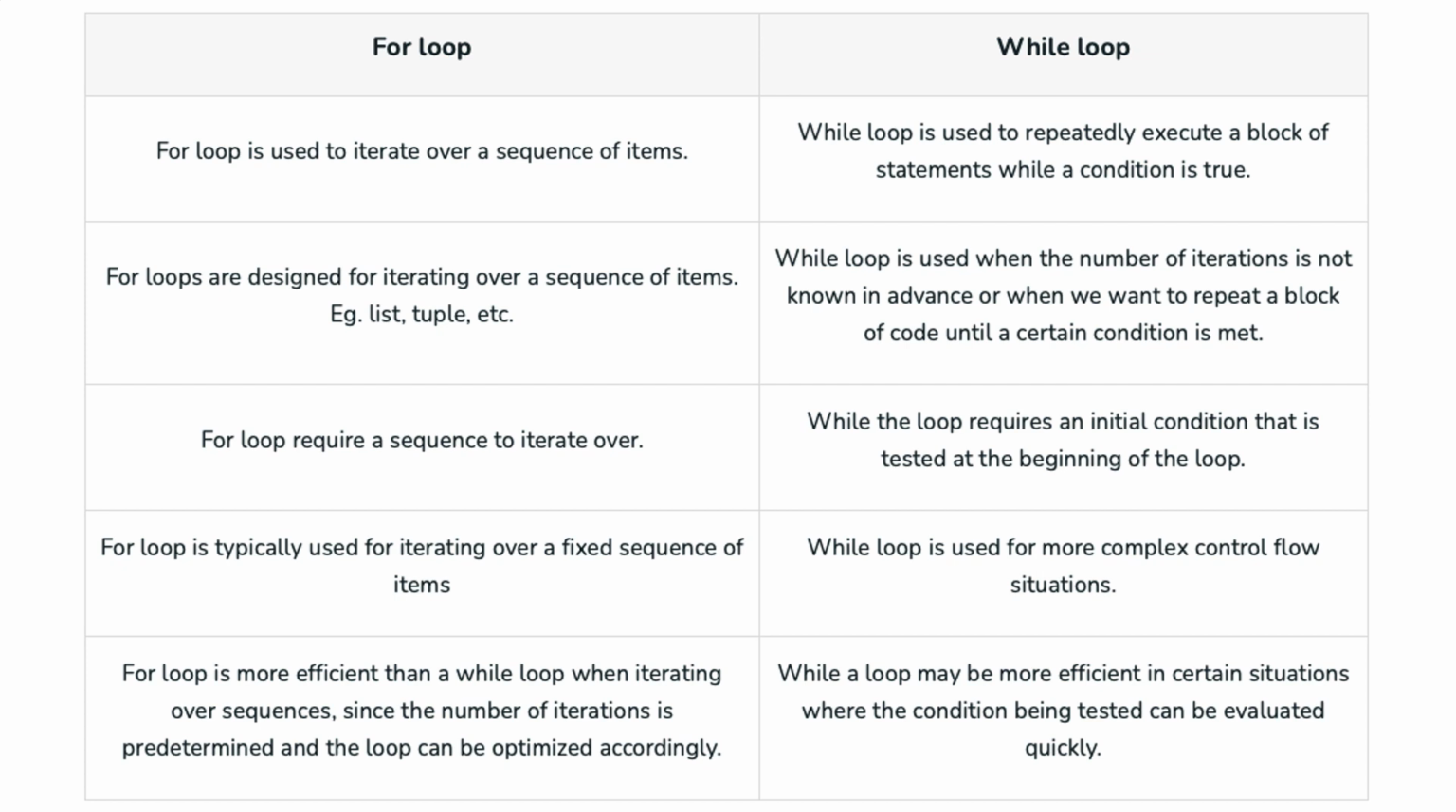So while loops require an initial condition that is tested at the beginning of each iteration. As for complexity and efficiency, while loops are more suitable for complex control flow situations where conditions might change in unpredictable ways. They can be more efficient in cases where the condition being tested can be evaluated quickly, even if the exact number of iterations is not known from the start.